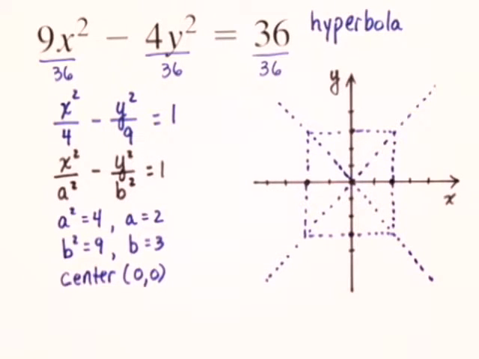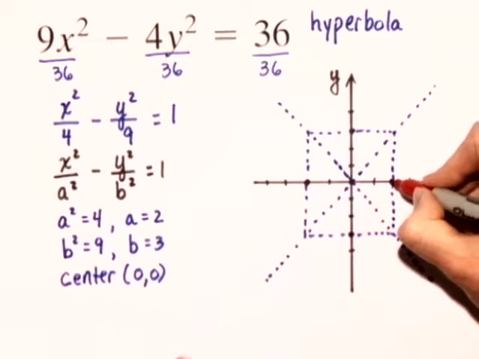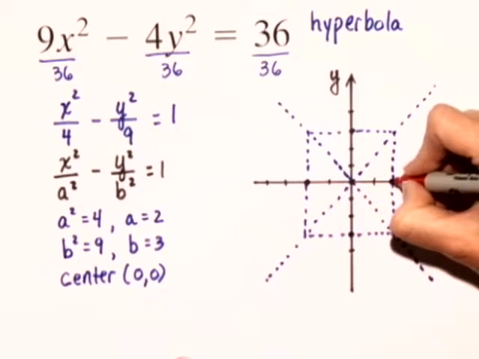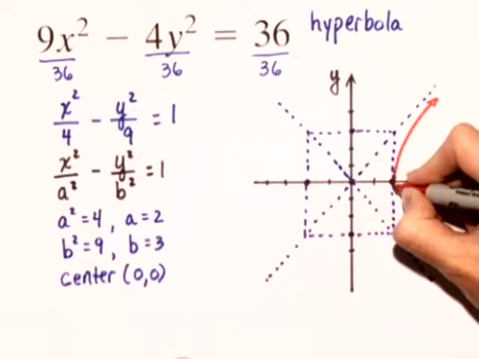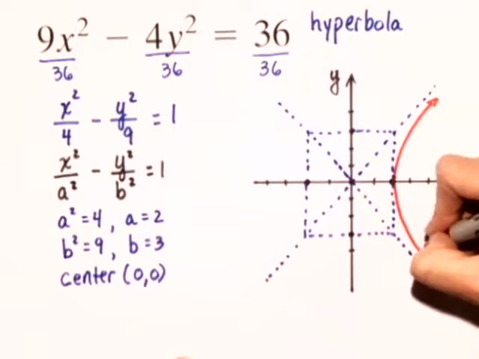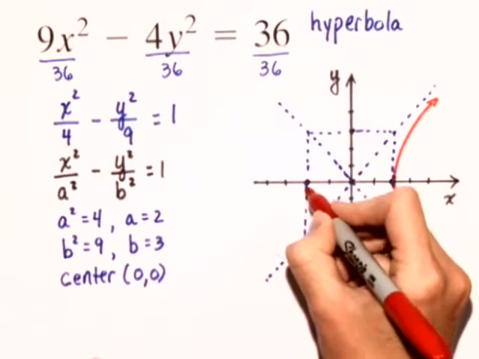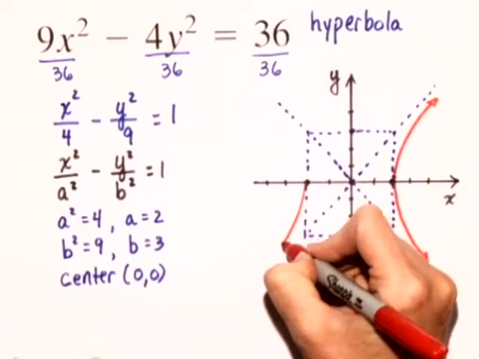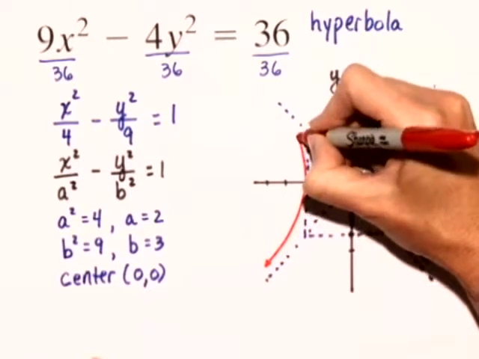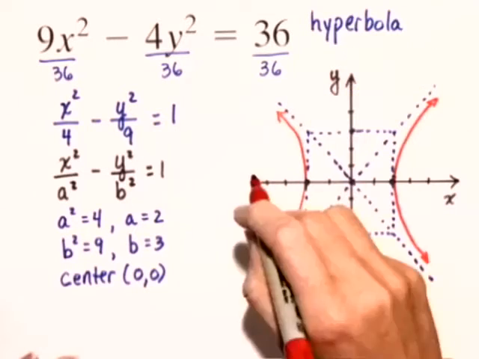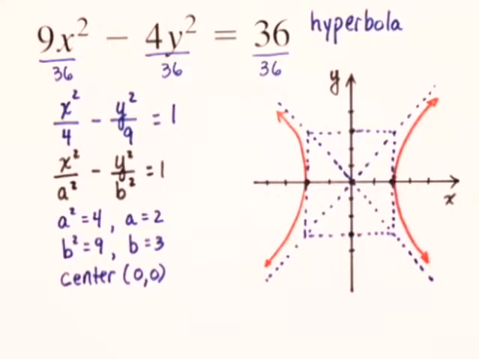Now we need a couple more pieces of information. We actually have enough to sketch the branches of the hyperbola right now, so I'm going to sketch those in red. From the vertex 2, 0, I'll draw the branches out going toward the asymptotes, and also from the other vertex, negative 2, 0, I'll draw the branches.